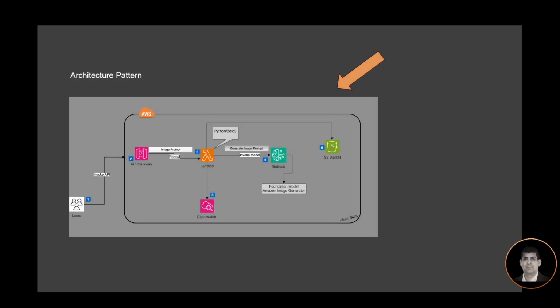Let's look at our architecture pattern. So here we have a user that's invoking the API. API is hosted via API Gateway and invoking the Lambda function. We are passing the image prompt, which is the source image name here in our use case scenario, and Lambda is invoking the Bedrock. Bedrock is using the underlying foundation model, Amazon Titan Image Generator, the version 2. And then once the background is removed from the image, the output image is getting posted in the S3 bucket.